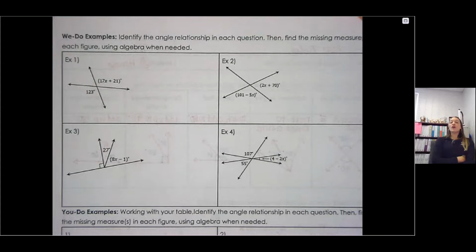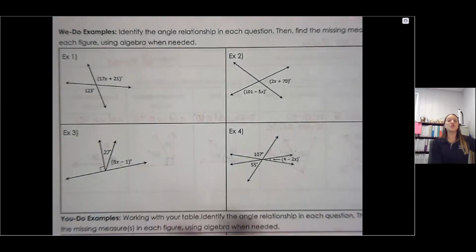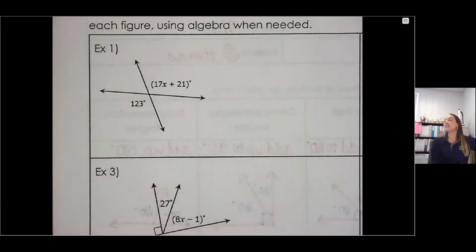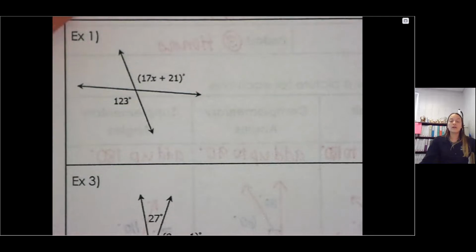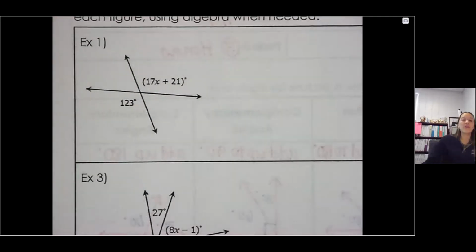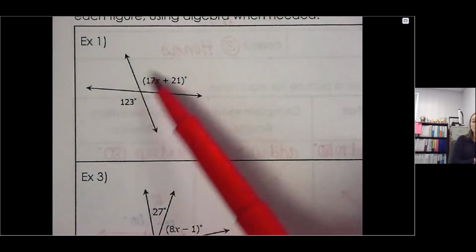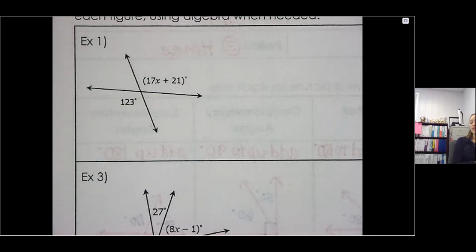All right. For examples 1 through 4, we're identifying first the type of angle relationship. And then once we identify the relationship, we'll find the missing angle measures and we'll solve for X. So the first thing we're going to do is determine what type of angles they are. Then we'll set up an equation and solve it, because you can't set up an equation unless you know what type of angles they are. All right, so take a look at example 1. You are given one angle is 123 degrees, and the other angle you're given is 17x plus 21 degrees. What type of angles are these two? Vertical, adjacent, linear, complementary, supplementary.